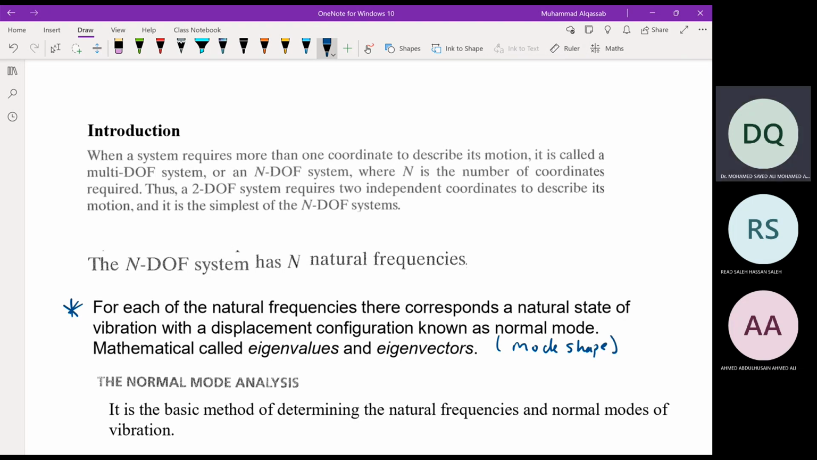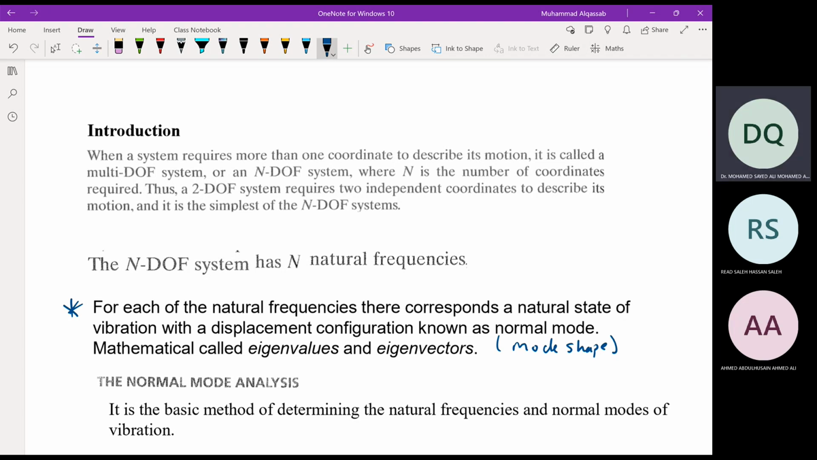Okay, mathematically called eigenvalues and eigenvectors. You might recall this from linear algebra, that if you have a system of equations, you can find eigenvalues and eigenvectors. Eigenvalues correspond to the natural frequencies. Eigenvectors correspond to the normal mode or mode shape. So this is the extra thing we have in this chapter for 2 degrees of freedom or more, that besides the natural frequencies, we will find the mode shape associated with each frequency.